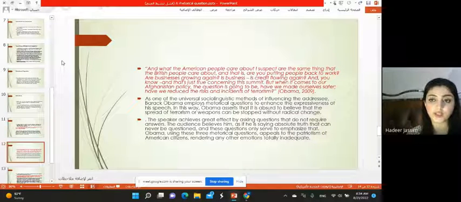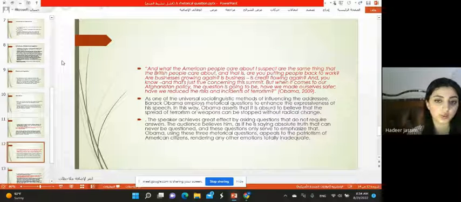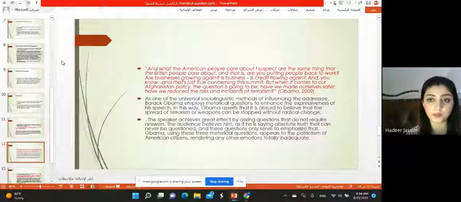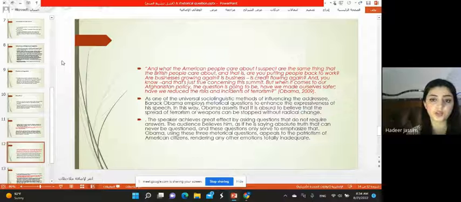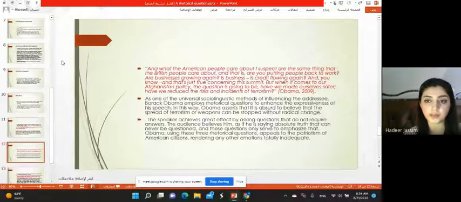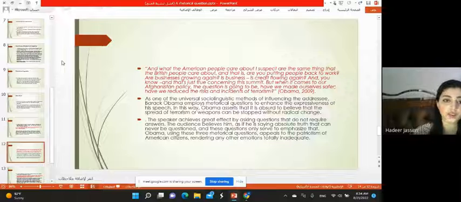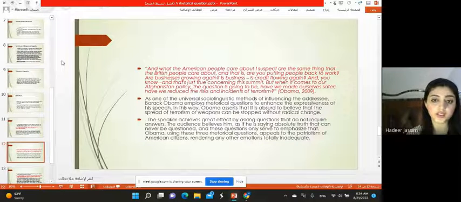"And what the American people care about, I suspect, are the same things that the British people care about. And that is, are you putting people back to work? Are businesses growing again? Is the credit flowing again? And that's the true concern of this summit. But when it comes to our Afghanistan policy, the question is going to be: have we made ourselves safer? Have we reduced the risk and incidents of terrorism?" So that was the speech of Obama.